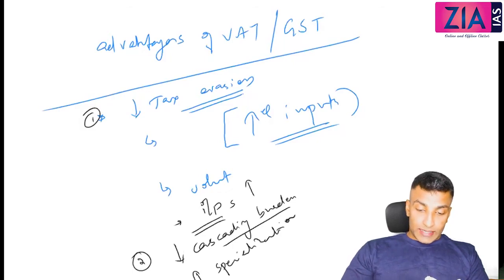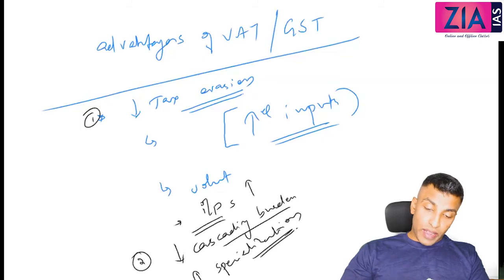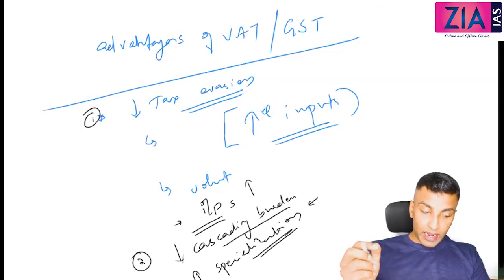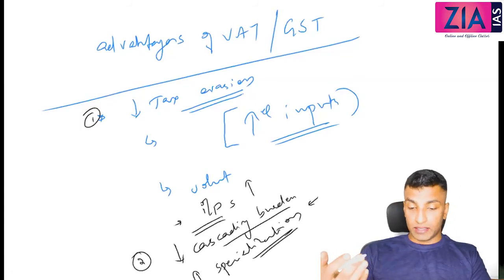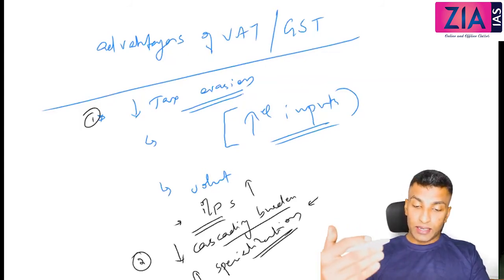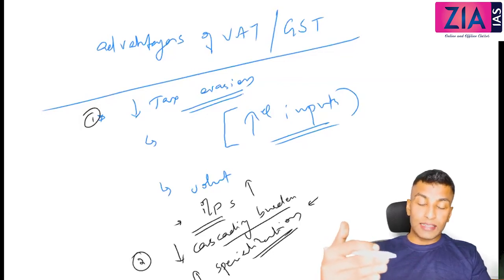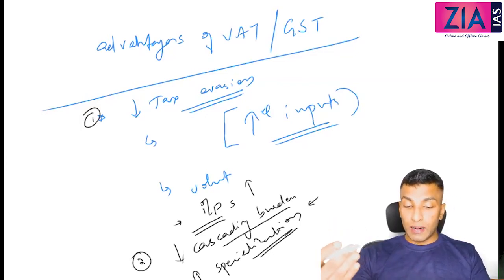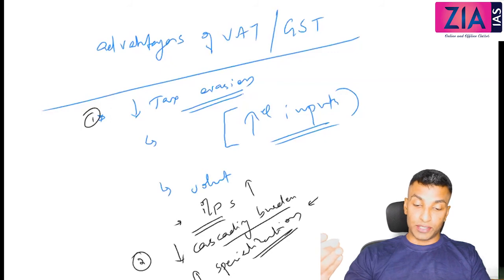It will promote specialization. Why it will promote specialization is because the tax liability under VAT is not affected by increase in number of stages. It doesn't matter how many stages are there. You need to pay only the value addition in that particular stage. So specialization will increase, and when specialization increases, the productivity will definitely increase and the profitability also will increase. So number of stages is not a problem here.